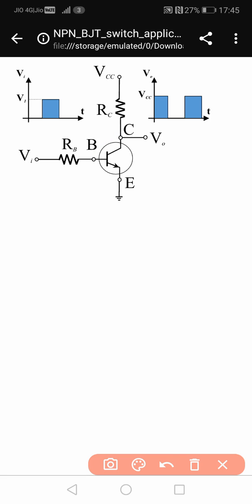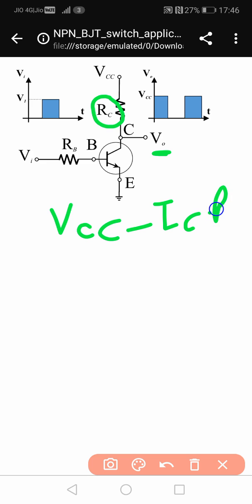And when the transistor is switched on, the current through the RC and the collector starts flowing, that essentially then starts flowing from collector to the emitter. And because of the current flowing through the RC, the output will be VCC minus IC times RC.